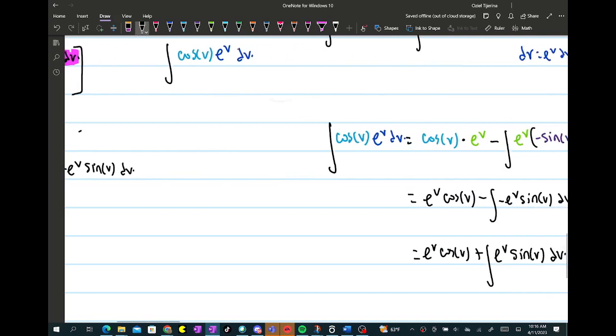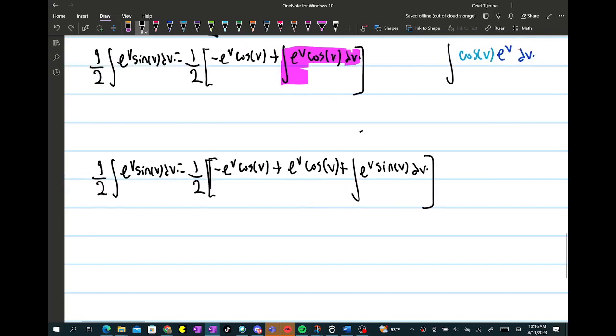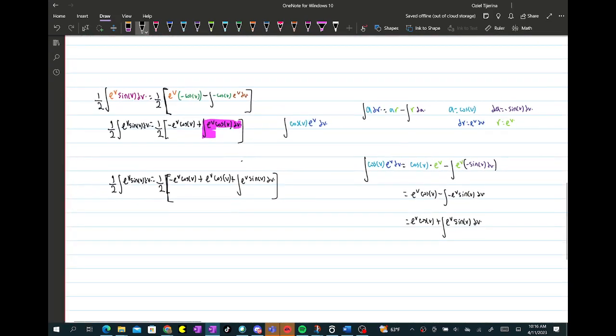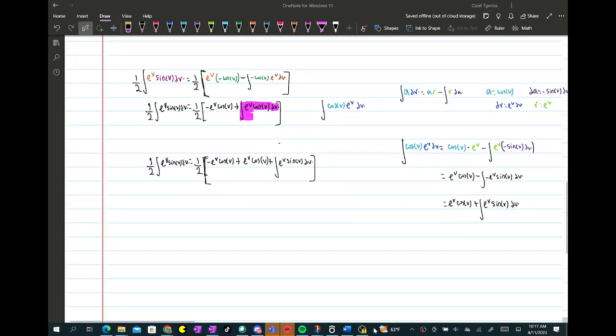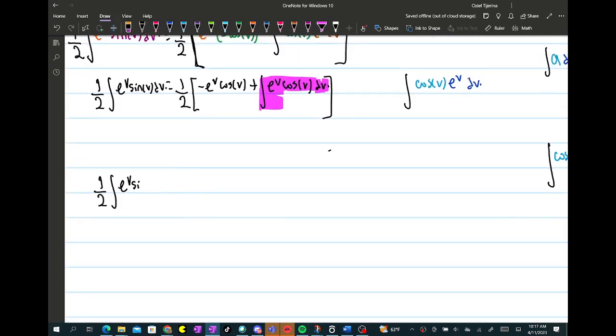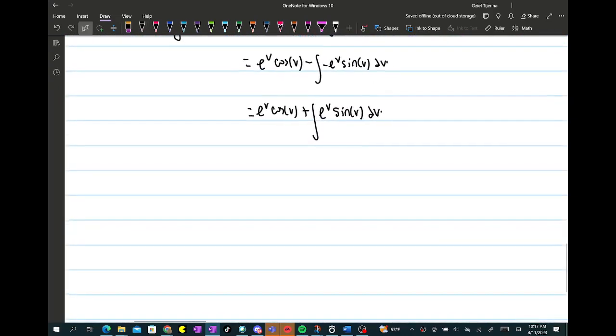Plus integral, my bad, plus the integral of e to the v sine of v. So it's this whole thing. Let's see, one second, guys. Actually, guys, I'm wrong. Oh my goodness. We're actually not going to plug it in yet. I'm going to keep integrating this until I find the actual integral.